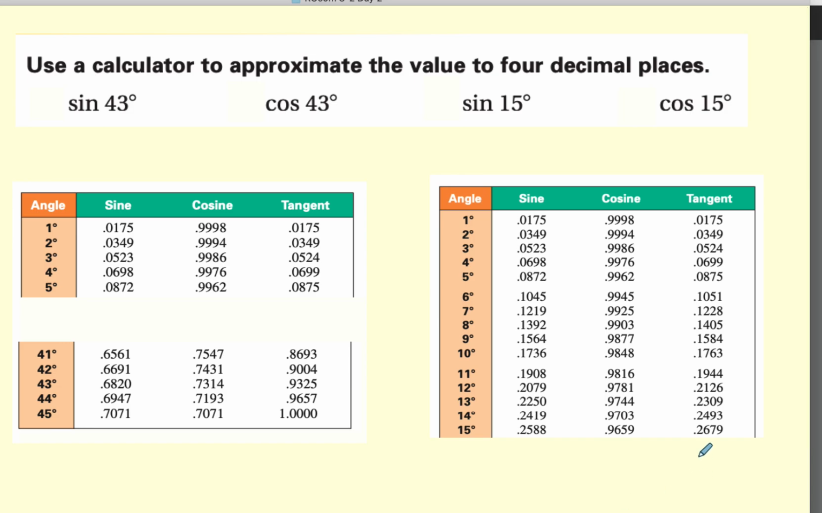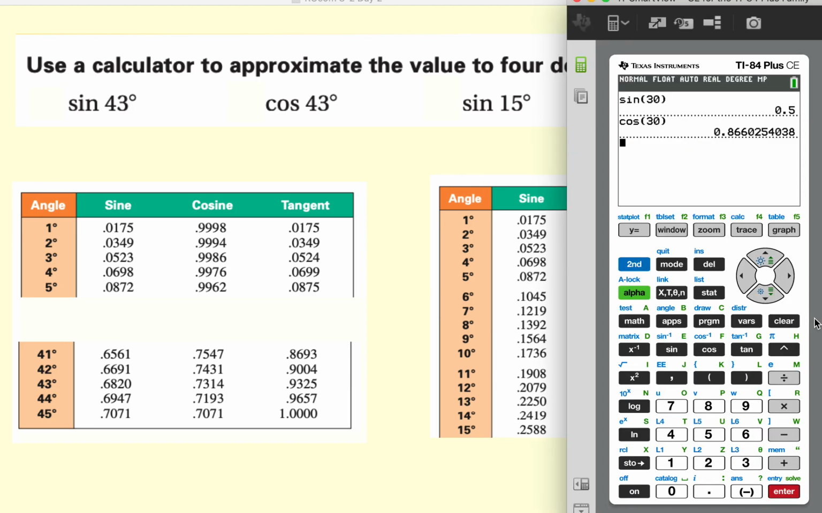All right, let's practice using our calculator. So we're going to clear it, press sine and then 43. And you notice that here's the sine of 43, that's giving me that same decimal. So tables and calculators give you the same value.